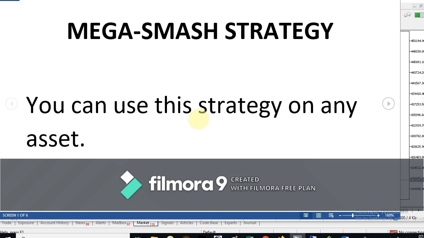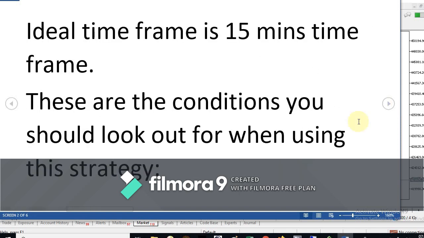Today we'll be looking at the Mega Smash strategy. This is a very good strategy. You can use it on any asset, whether Euro USD, Volatility Index 5, Boom and Crash, or Nasdaq 100. The ideal time frame for this strategy is the 15 minutes time frame.